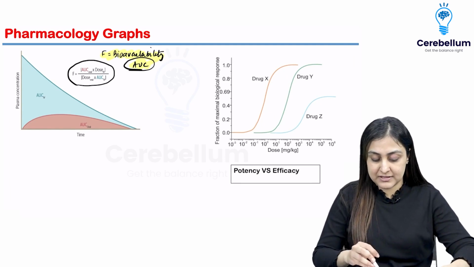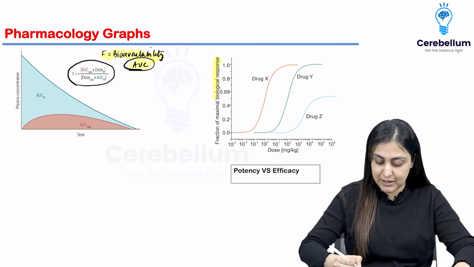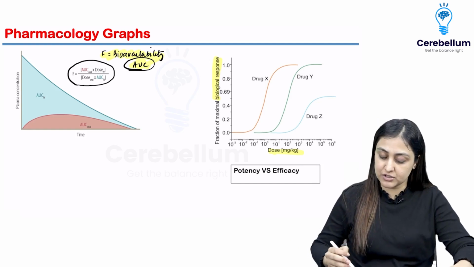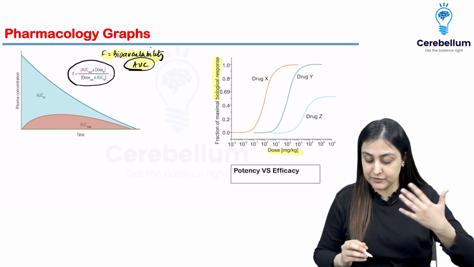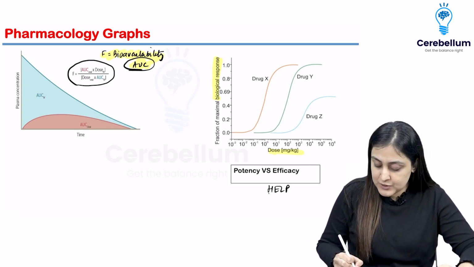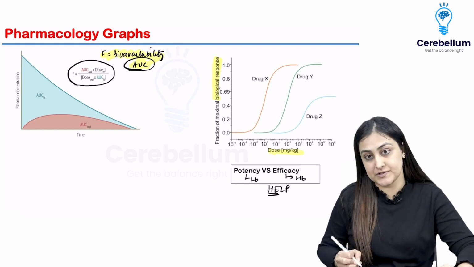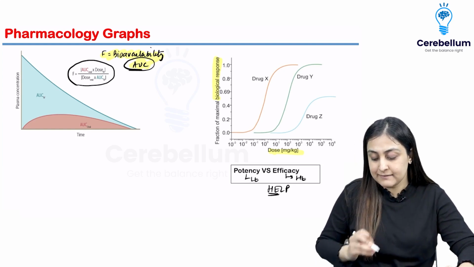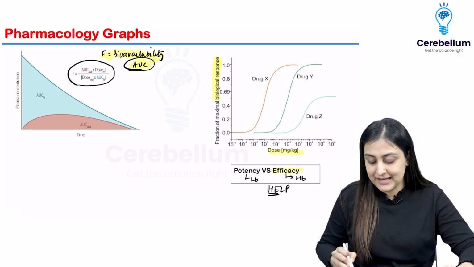Now when we talk about this graph here, very, very important. This is the fraction of the maximal biological response. So what is the biological response with the dose? This is your dose response curve or a quantal dose response curve, and what you need to know is how potency and efficacy are related. Again, something which is asked very frequently. You can remember a mnemonic HELP here. Efficacy will be determined by the height, whereas right and left will tell you about the potency. So higher the height, higher the efficacy. Out of drug X, Y and Z, we can say that X and Y have equal efficacy, which is higher than Z. So height relates to the efficacy.